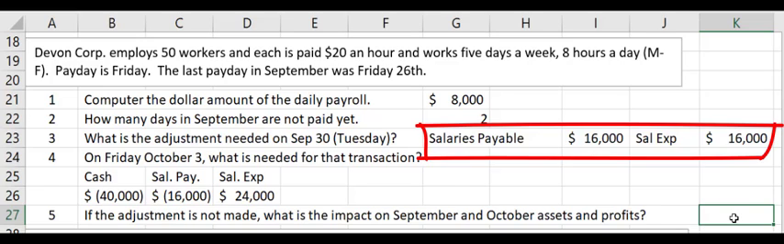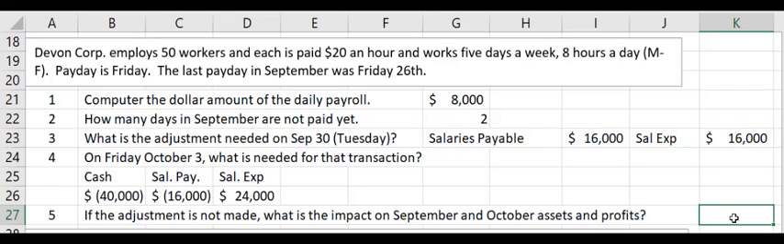What about profits? If you didn't make that entry, you've got salaries expense missing. You've got $16,000 missing in your income statement. So your profit is too big. Okay, let's move on to the next one. That's salaries expense.